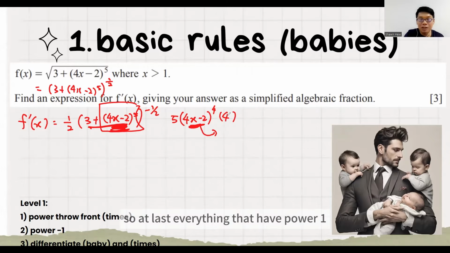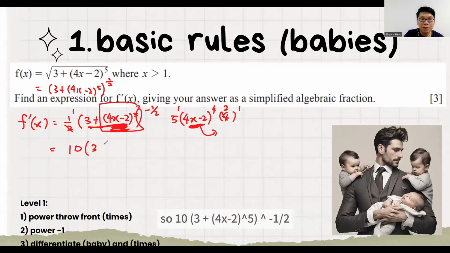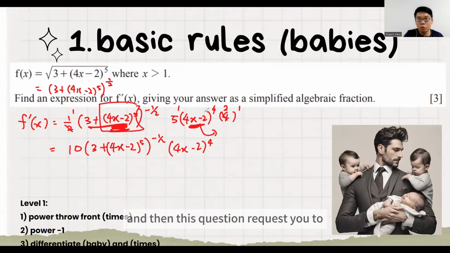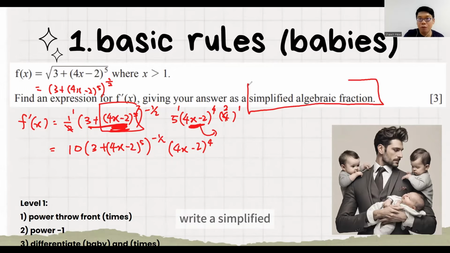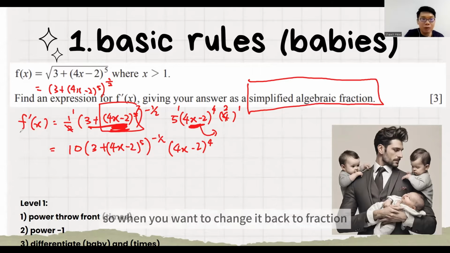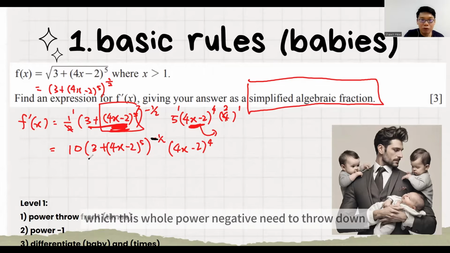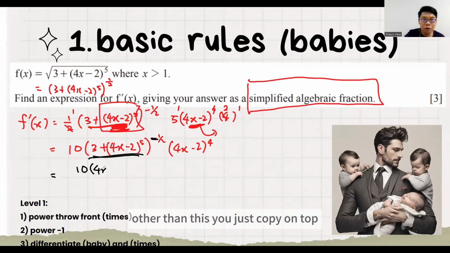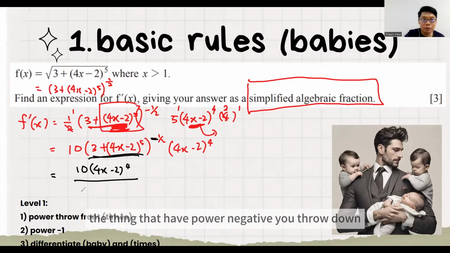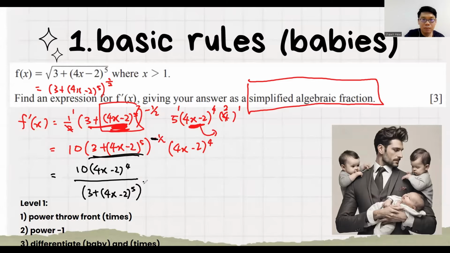So at last, everything that have power 1, we join them together. So half times 4 become 2, 2 times 5 become 10. So 10, 3 plus 4x. And then this question requires you to write a simplified algebraic fraction. So when you want to change it back to fraction, be extra careful. Anything that have power negative, which this whole thing power negative, need to throw down. Other than this, you just copy on top. The thing that have power negative, you throw down. Done.